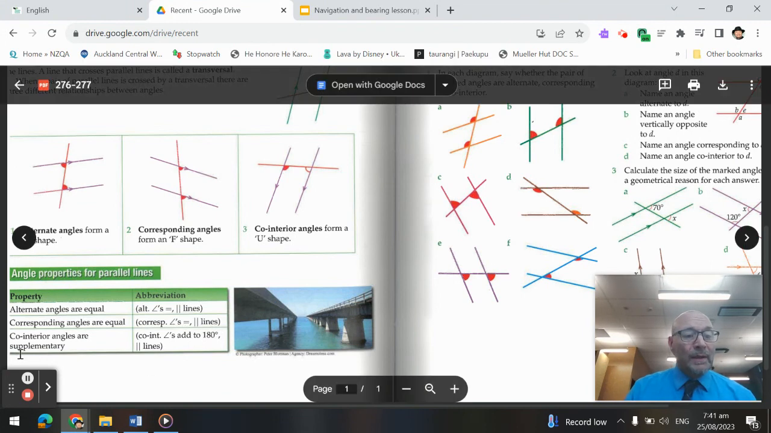And our last one, co-interior angles are supplementary. And when we say supplementary, that means that the two angles add to 180 degrees. There's also complementary, which add to 90 degrees. So please get all of that into your notes.